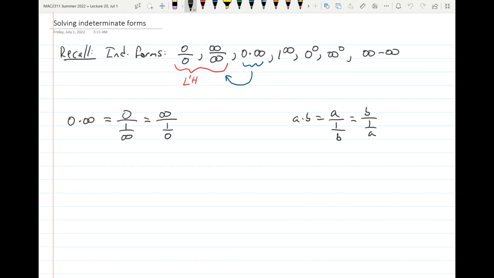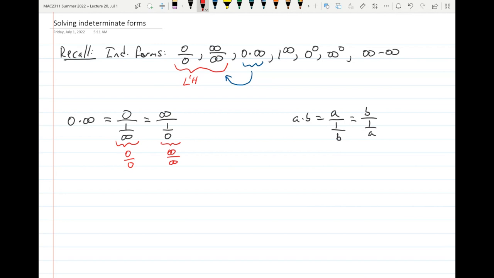So why is this helpful? Well, because notice that this now has the form 0 over 0, or this one over here has the form infinity over infinity, right? So we will be in a position to use L'Hopital's rule at this point. So that's the trick. So every time that you have 0 times infinity, you will turn it into either 0 over 0 or infinity over infinity. Which one? Well, it depends on the function.